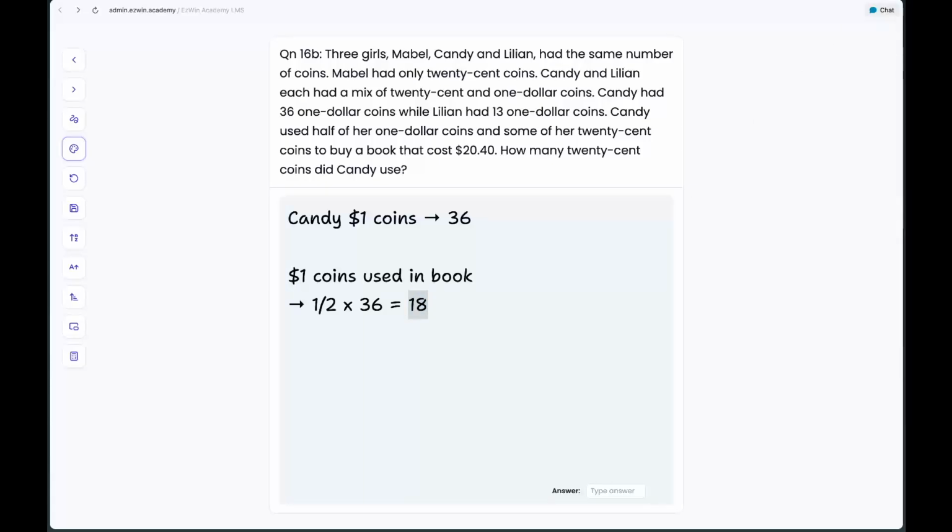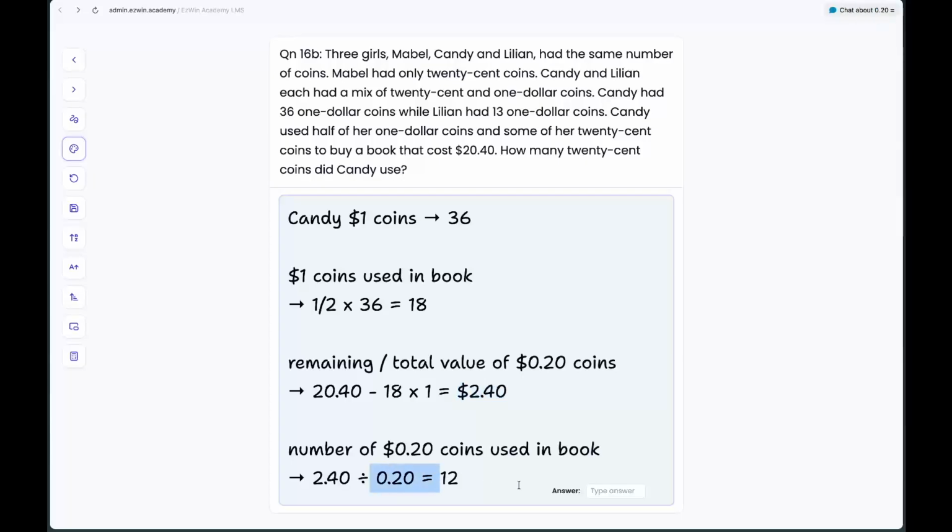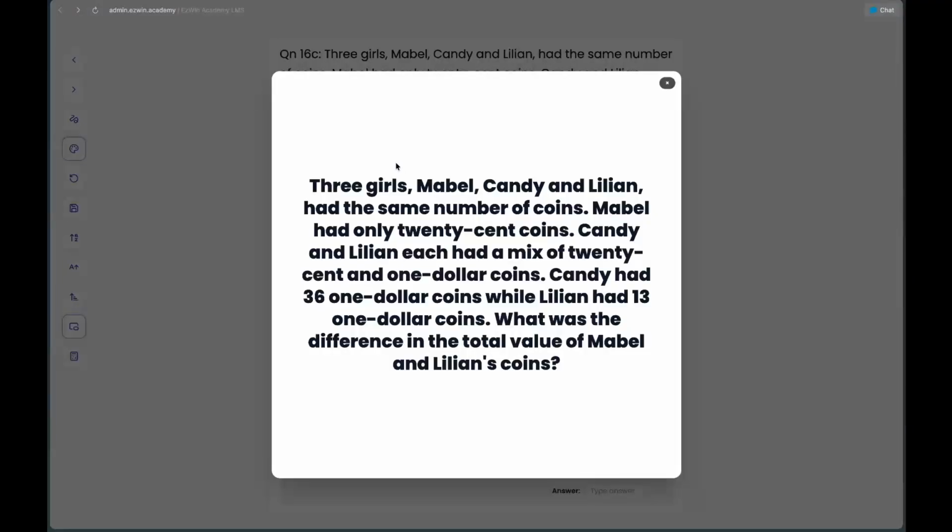Then this will give us the remaining book cost, which will be $20.40 minus 18 times $1, which gives us $2.40 in this case. So now we get the total value of 20-cent coins. So we can find the number of 20-cent coins used for the book, which is $2.40 divided by 20 cents, and this will give us 12. There you go.